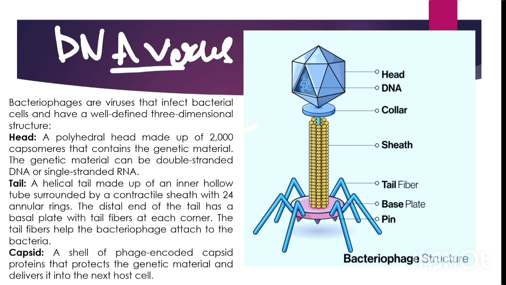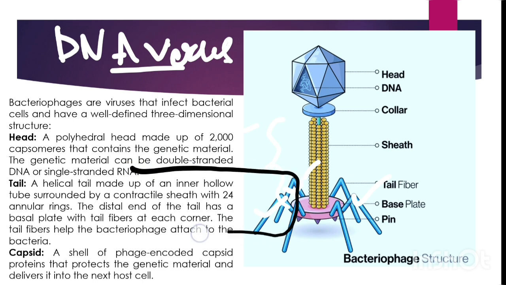Then the tail is made up of an inner hollow tube surrounded by a contractile sheath with 24 annular rings. The distal end of the tail has a basal plate with tail fibers. These are tail fibers. The tail fibers help the bacteriophage to attach to the bacteria.